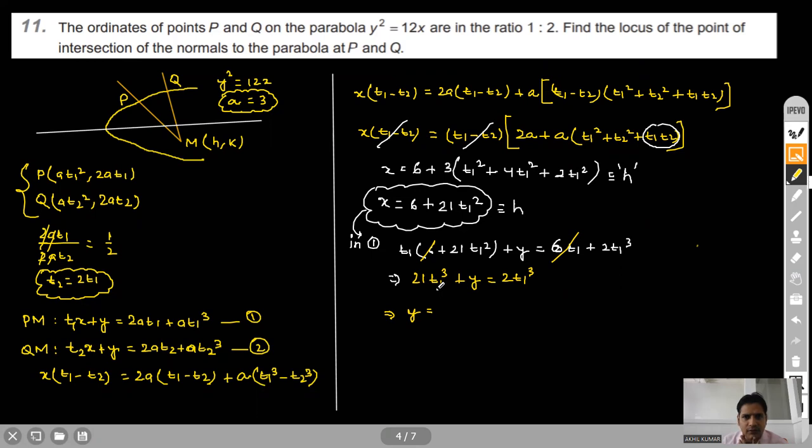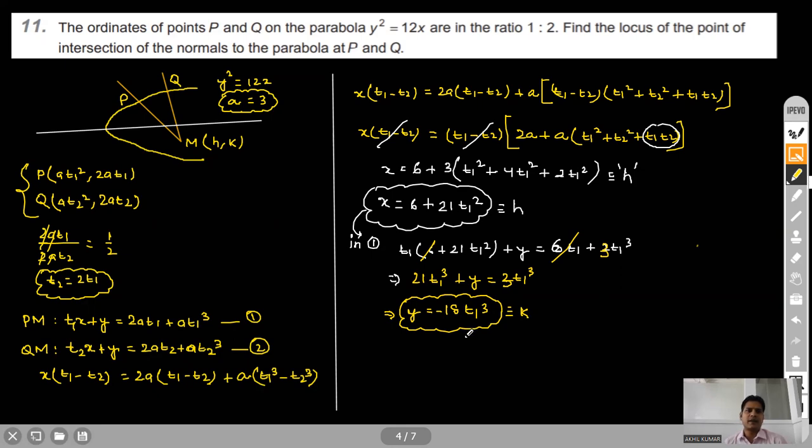This thing will be heavy. Have we put the value correctly? The X will be 6 plus 21 T1 squared, so this 6 T1 will get cancelled out. The value of A is 3, so why have I written 2 here? It will be 3 basically. So if you observe, we found the value of Y as minus 18 T1 cube. And this is nothing but our K.